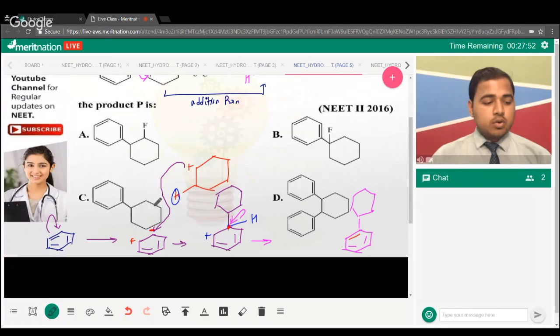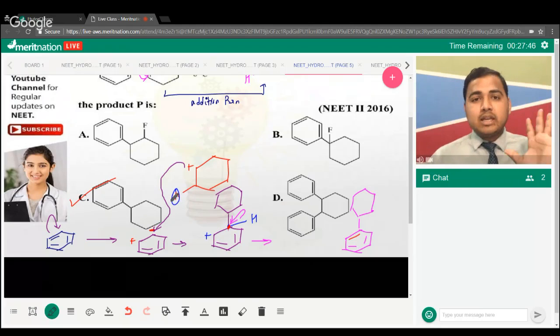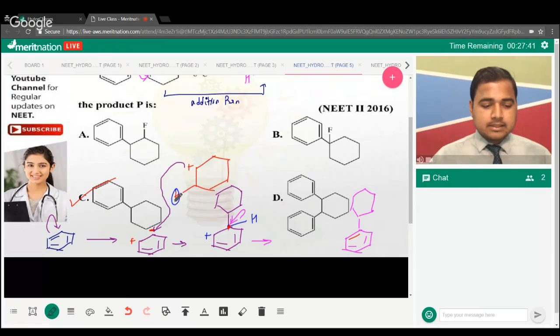Okay. So finally, the correct answer is option C, this one. I'm not showing this hydrogen because hydrogen can be hidden in the bond line formula. So don't be confused about it. Yes. So the final answer is option C. It is also a kind of electrophilic substitution reaction. And another name is Friedel-Crafts alkylation reaction.